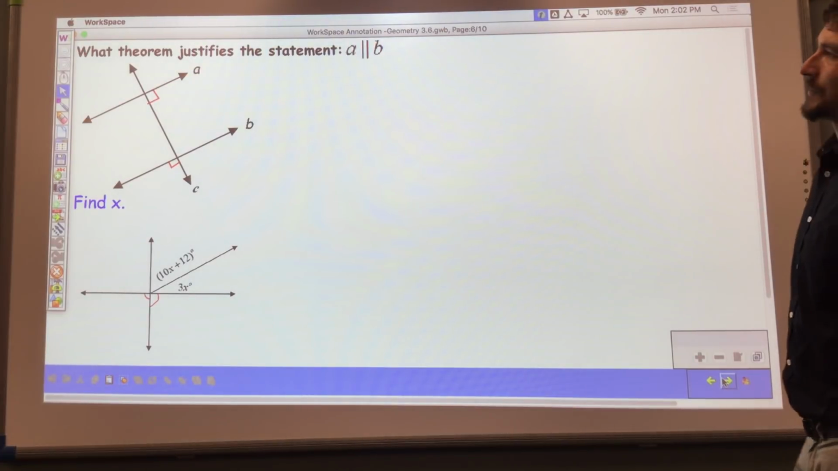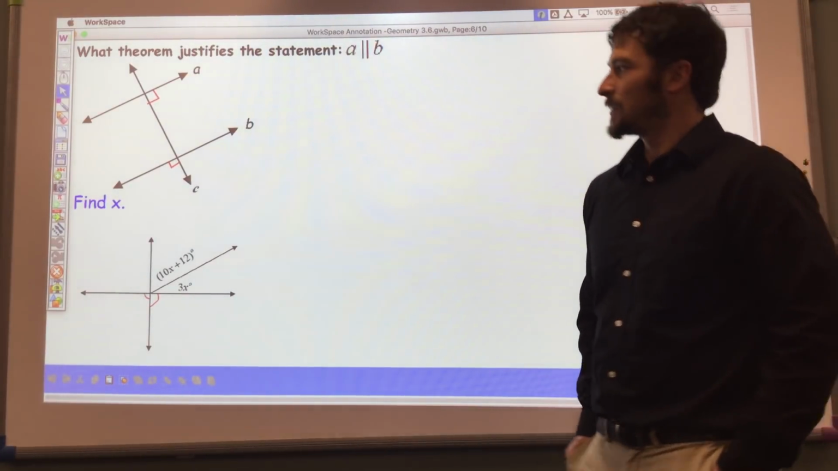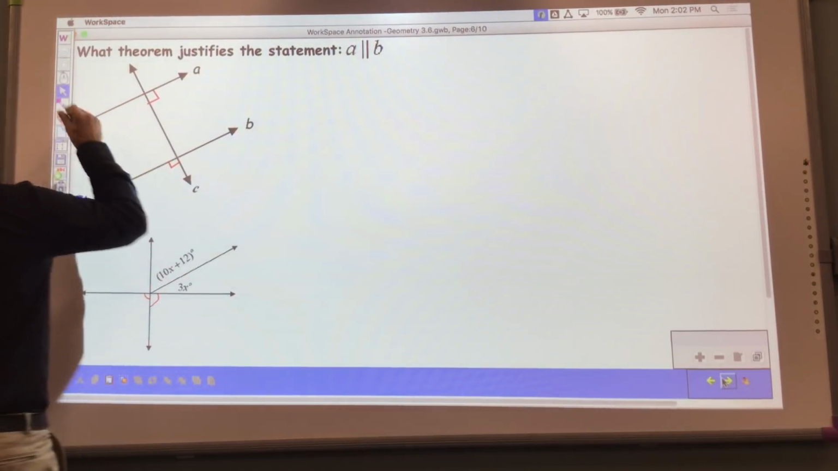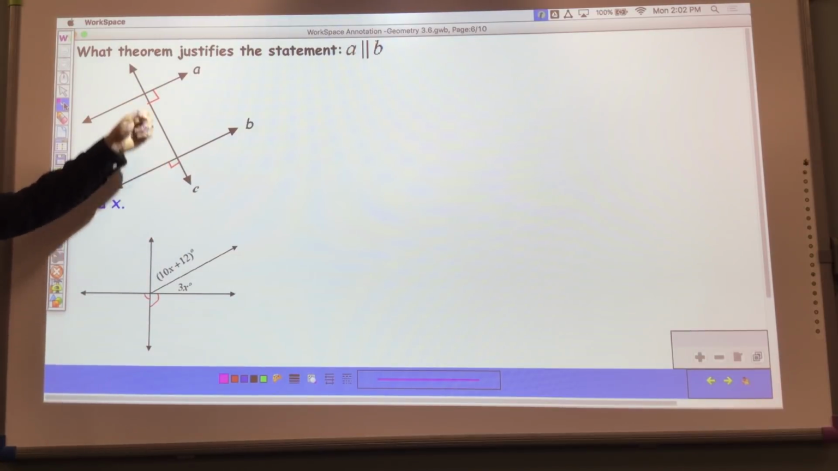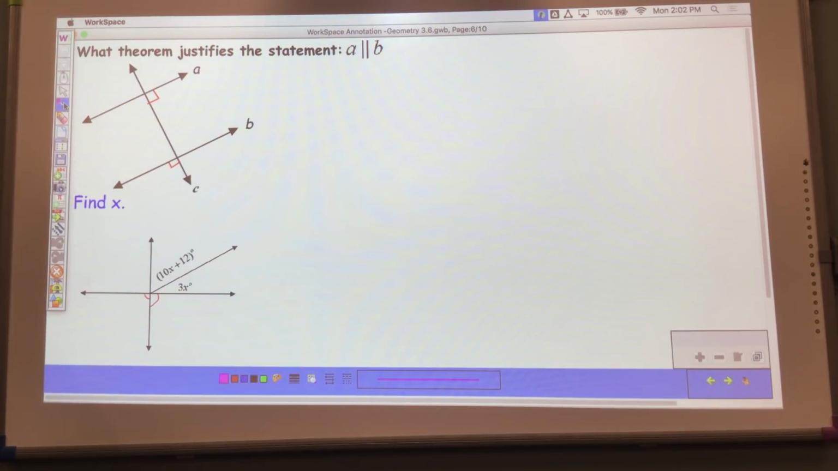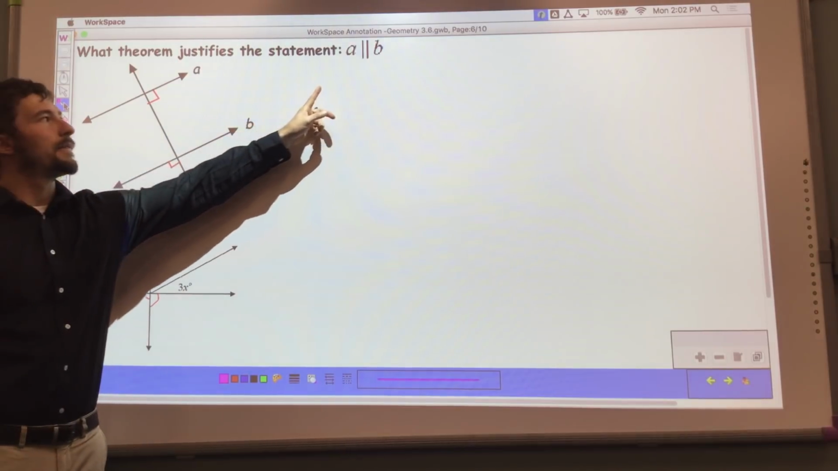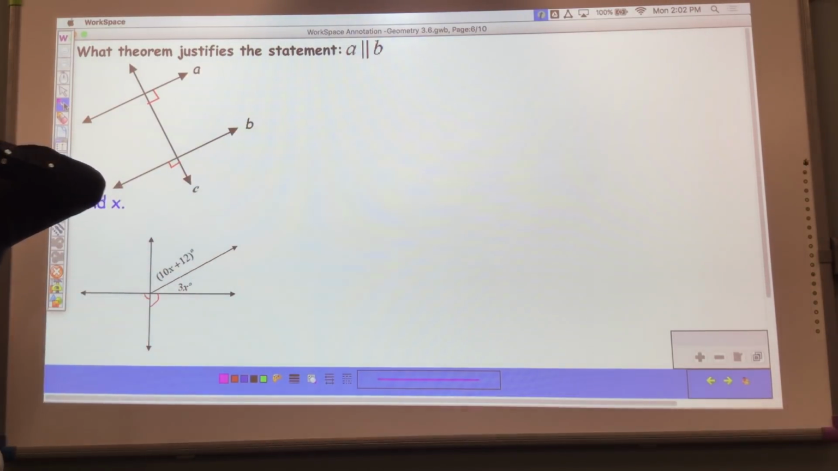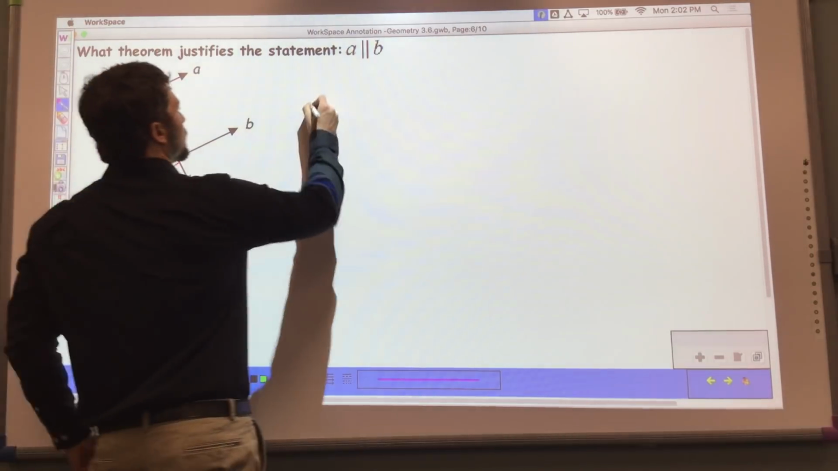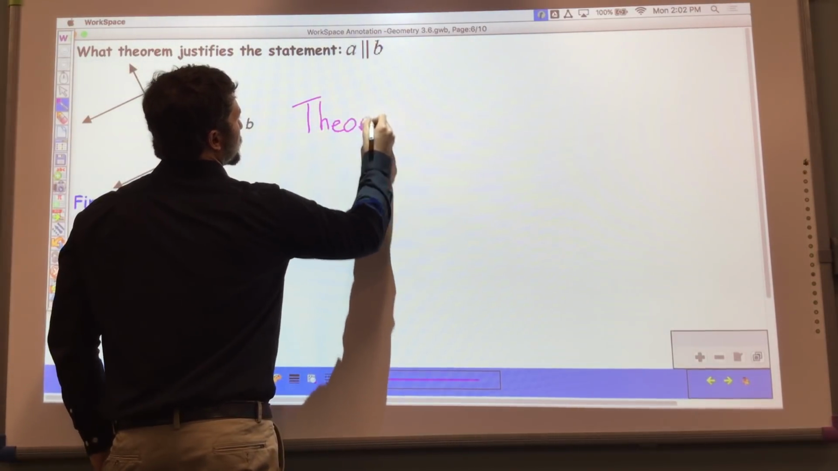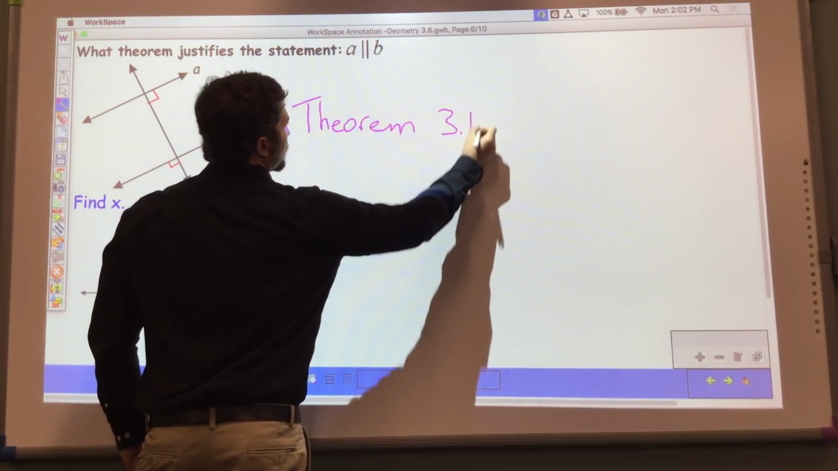So what theorem justifies the statement A is parallel to B? So here we got line A, line B, and we have line C. You notice we got two 90s. So in other words, which theorem says if two lines are perpendicular to the same line, then they're parallel? If you already wrote them down, see if you can figure out which one. The correct answer is that very last one we did, which is Theorem 3.12.